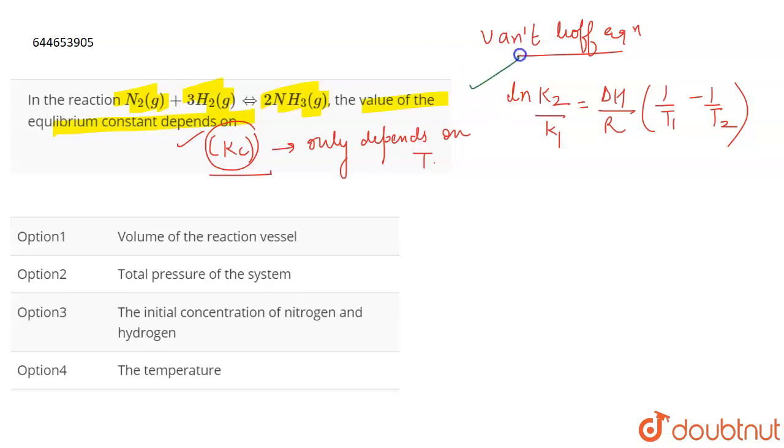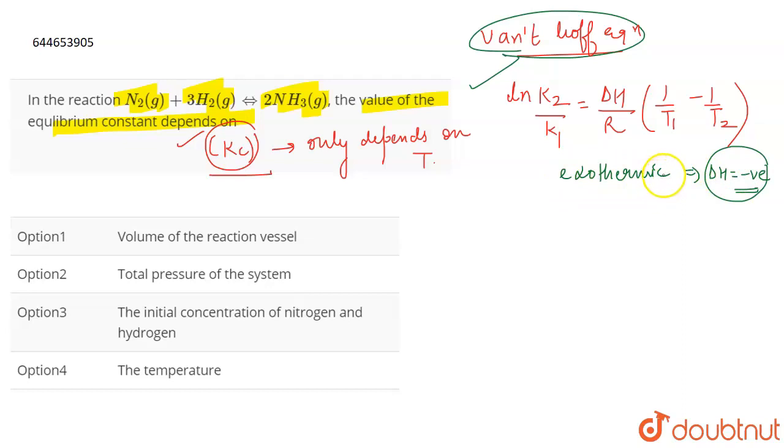So this is the equation that gives the relation between the equilibrium constant and the temperature, right? So for example, if your reaction is exothermic, it means that the delta H is going to be negative, right?